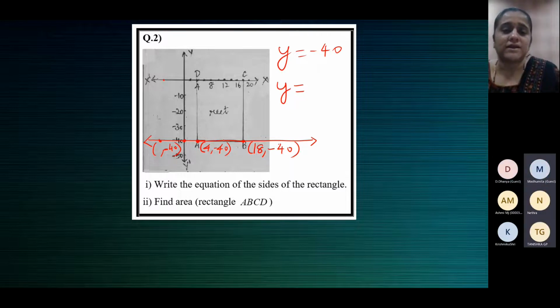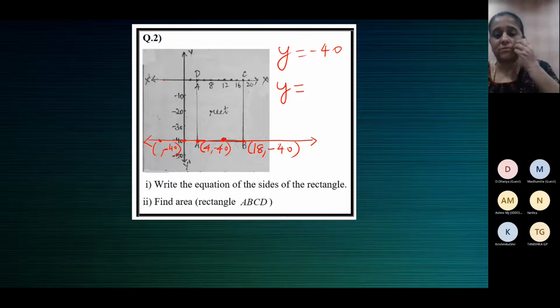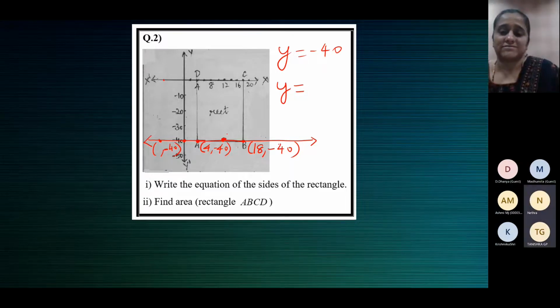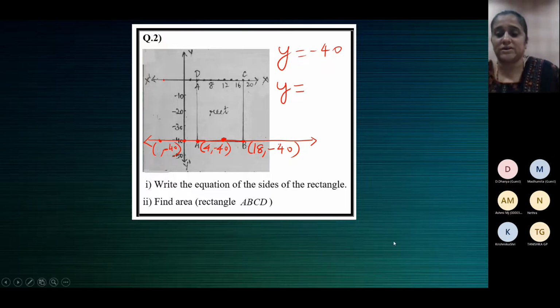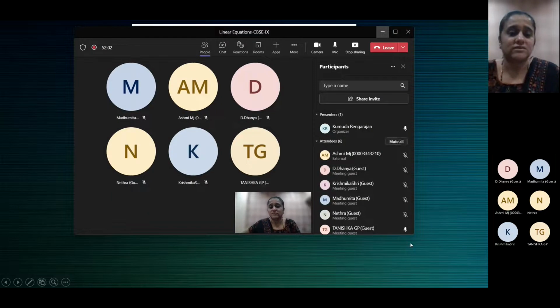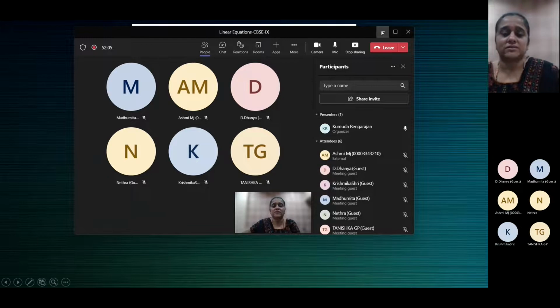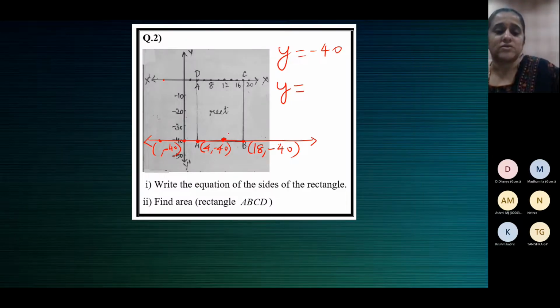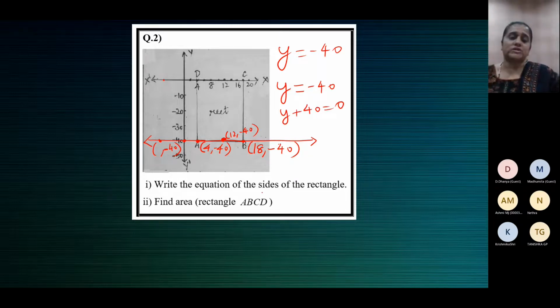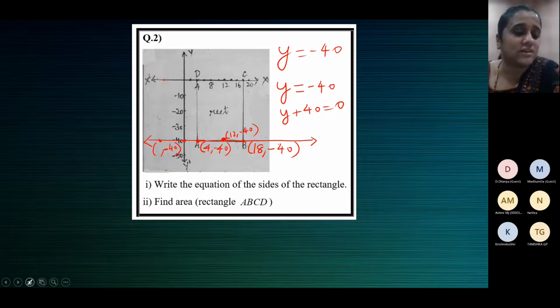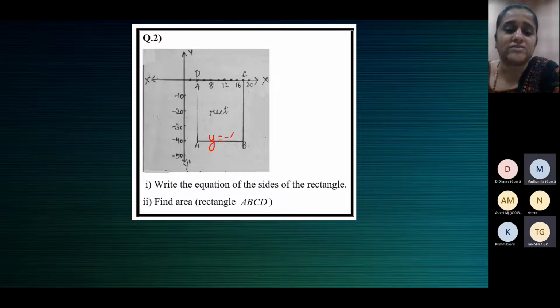Yes, ma'am. Tell me the coordinates of this point, children. 12 comma minus 40, ma'am. Who was that? Krishmika. You're right. So this is 12 comma minus 40. So you see that y is always minus 40. That is the equation. Y is equal to minus 40, or y plus 40 is equal to 0 is the equation of the side AB. Clear, children? Yes, ma'am.